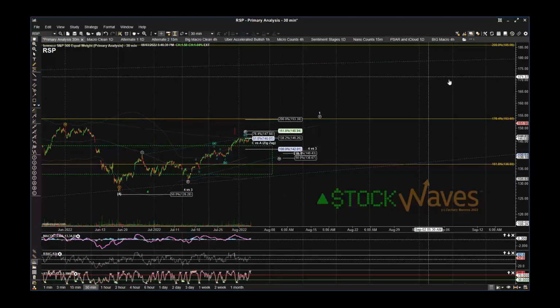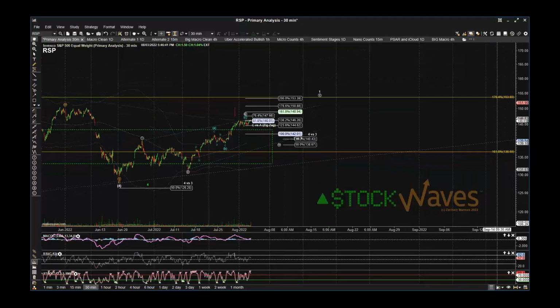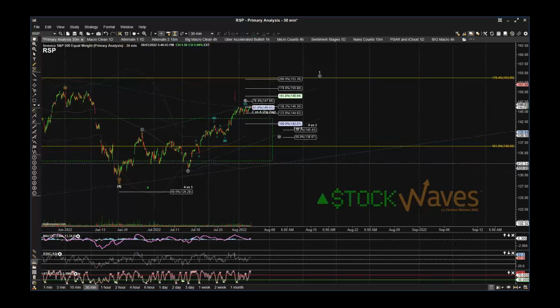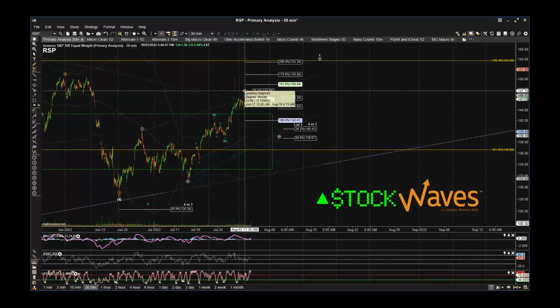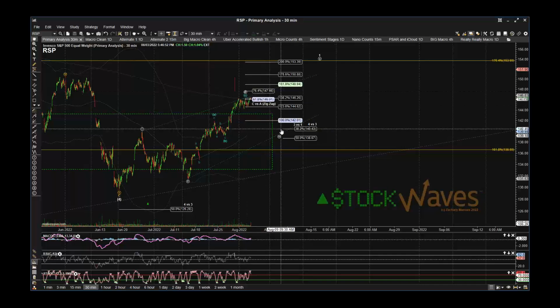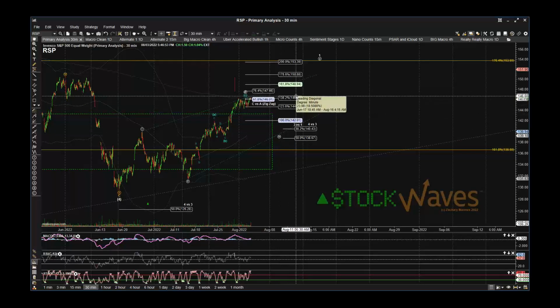I'm going to go to a 30-minute here so that we can see everything in a little bit more detail. Based on, again, whether this does the same like we were looking at on the NASDAQ, it doesn't matter if this is a leading diagonal for the A wave or for wave 1 of the fifth.